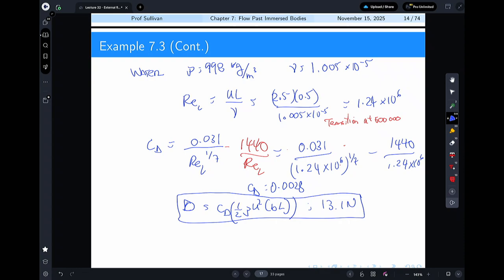Because you're looking at the difference between a laminar and a turbulent boundary layer. The 1/7 is the turbulent boundary layer. The power 1 is going to be the laminar case. So you're subtracting off that part.